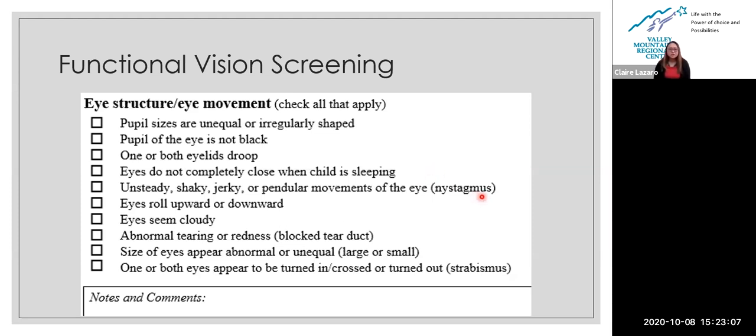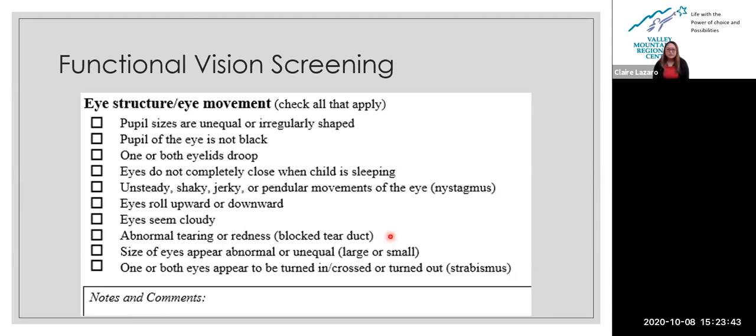Is the child showing any unsteady, shaky, or jerky movement of the eye? That's called nystagmus. Is it rolling upward or downward? Does it seem cloudy? This cloudiness is what we look for when screening for congenital cataract. So you want to ask about that as well. Is there abnormal tearing or redness? Remember, we talked about when the tear duct is blocked, it's going to be irritated because the tears are not draining.